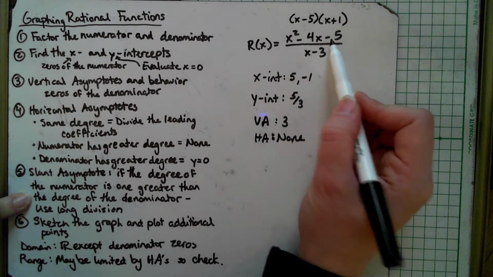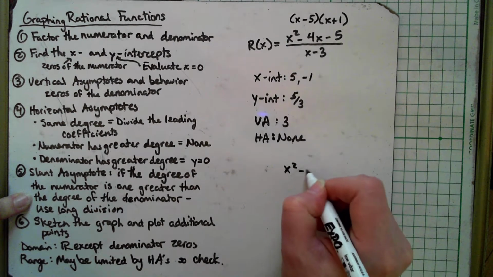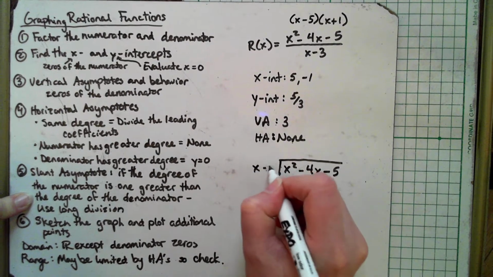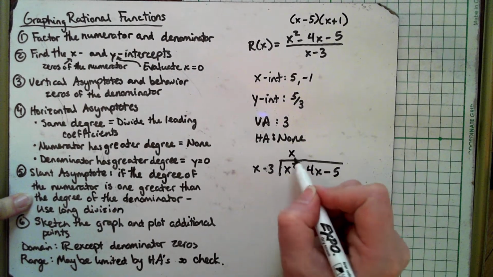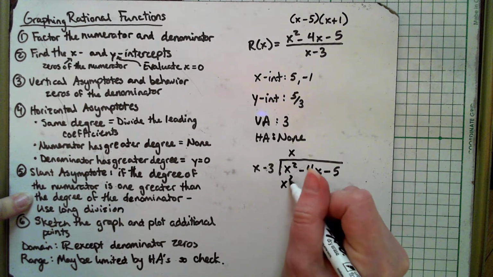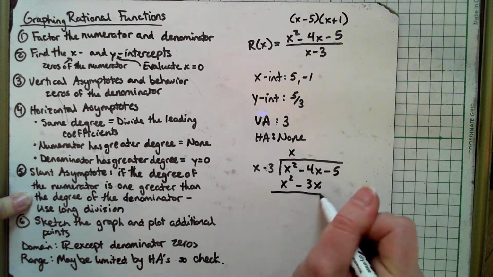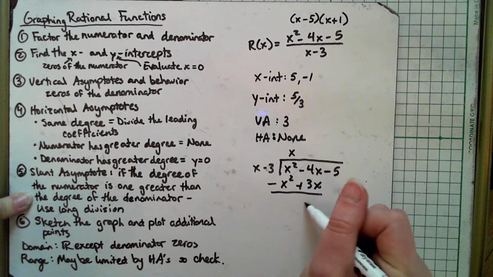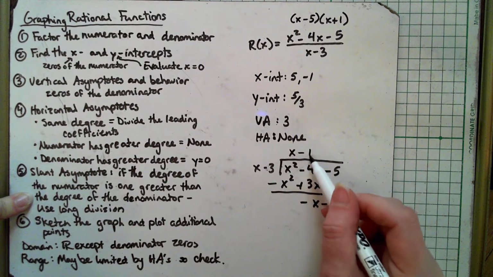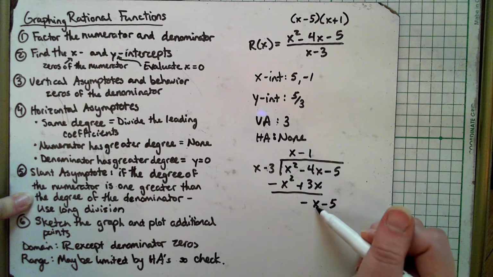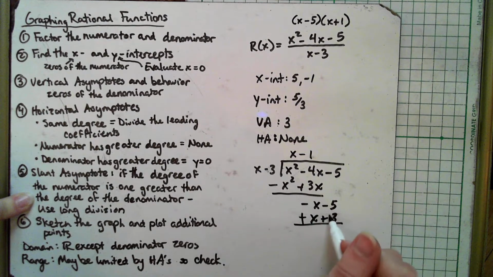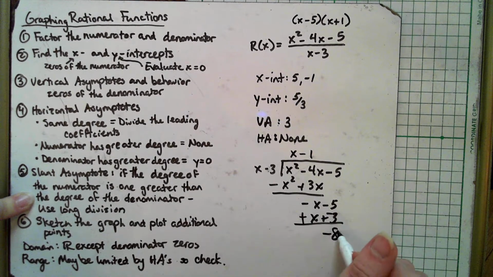So I will take this x squared minus 4x minus 5, and I'm going to divide by my denominator of x minus 3. So I have to multiply by x here to get this. So I get x squared minus 3x. I have to subtract. So I get negative x there and minus 5. So then I'll multiply by negative 1. So that negative 1 times x will equal this. Okay, and then I have to subtract. And I get negative 8 as my remainder.